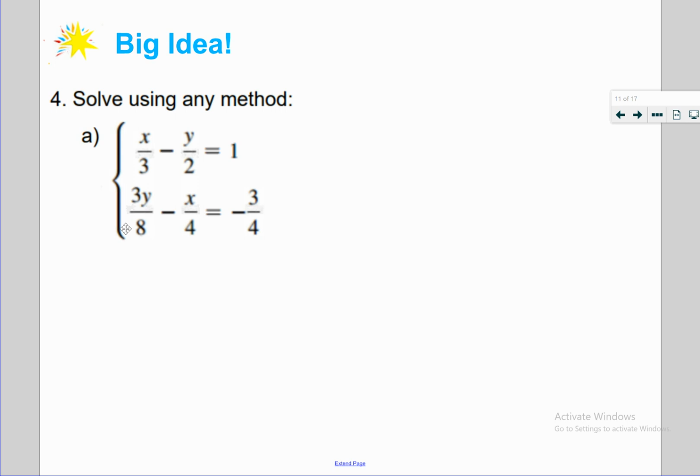So this says solve using any method. When you get to test time, it'll tell you to solve using any method. Of course, remember, graphing is not a good choice, so we're going to stick with either substitution or elimination. Those are going to be our most accurate choices algebraically.